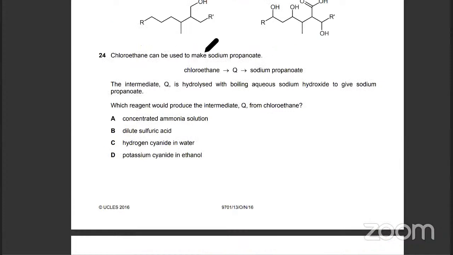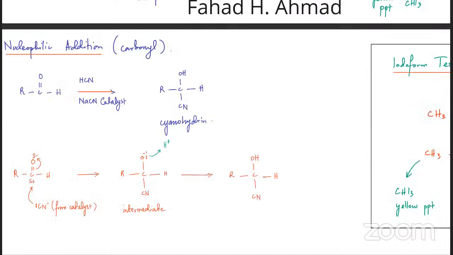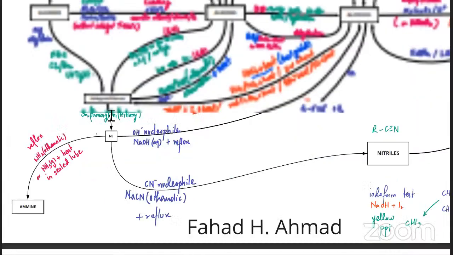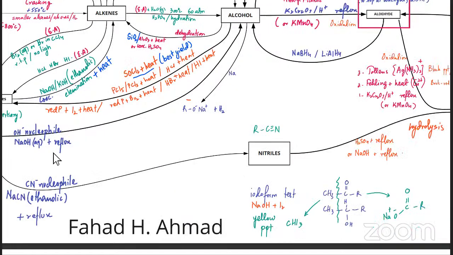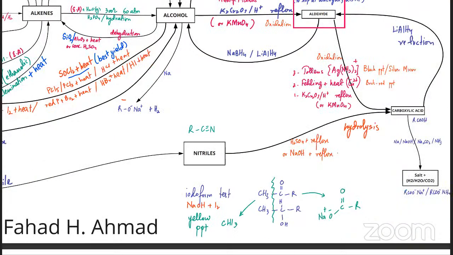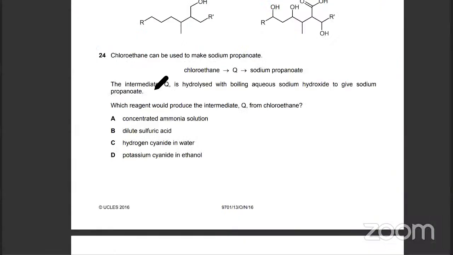The 24th is that chloroethane can be used to make sodium propanoate. So that's a carboxylic acid derivative. The intermediate Q is hydrolyzed with boiling. So the path is that you have a halogenoalkane, a chloroalkane. How do you make a carboxylic acid? You first replace the Cl with CN, and then that CN can be hydrolyzed to form a carboxylic acid. So he's going to follow that path. So if we go back to this, you've got chloroethane.